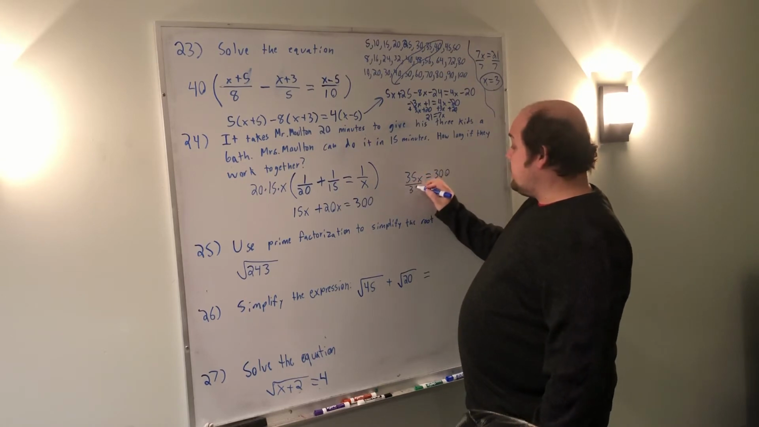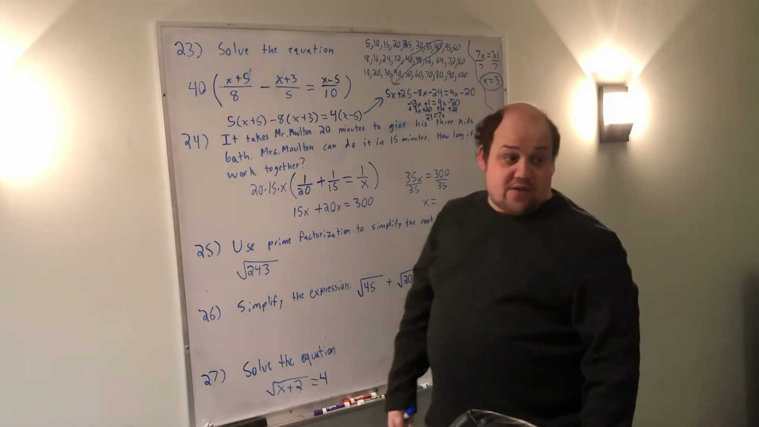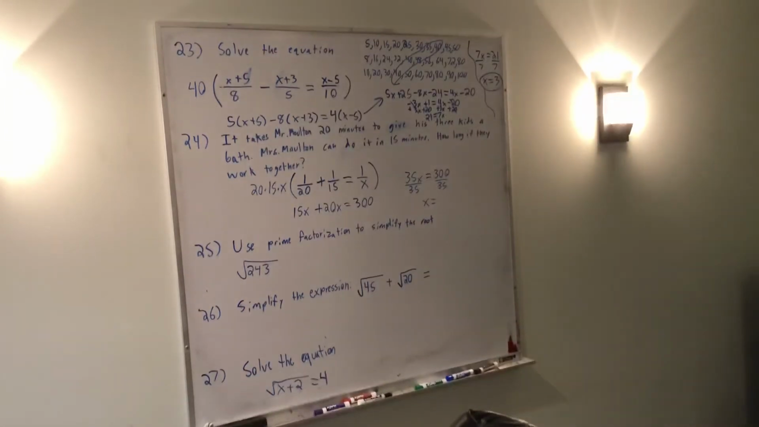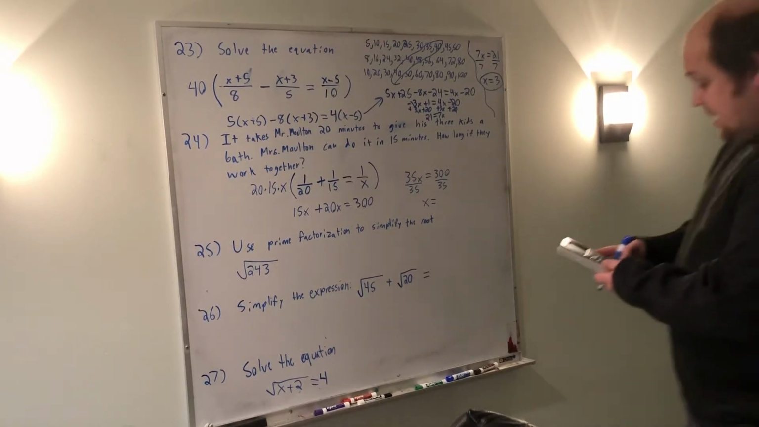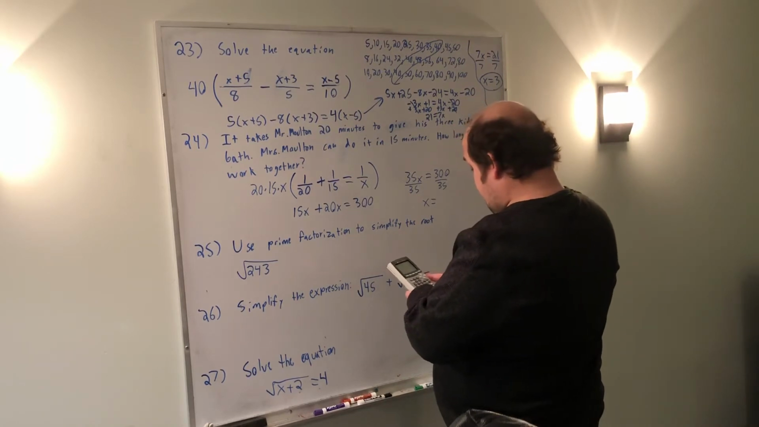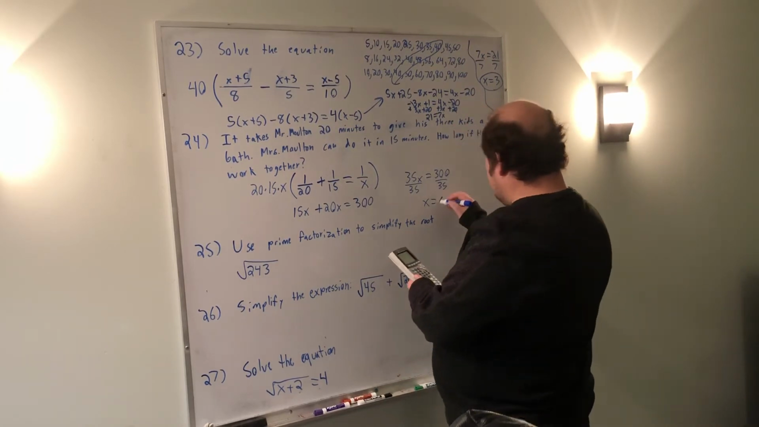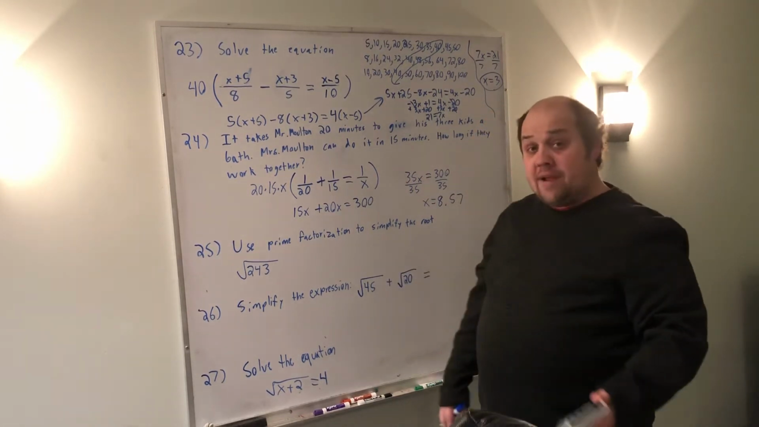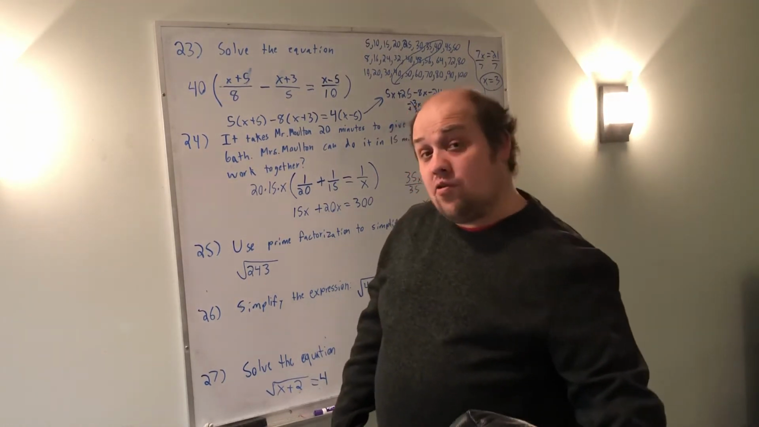The last step is just divide by 35. When I get x equals 300 over 35, that's definitely not something I can do in my head. So I'm over here trying to find my calculator. Once I get my calculator, I can put it in. Here I'm going to put in 300 divided by 35. It gives me 8.57. Be careful and make sure you're paying attention to how many decimals they tell you to round to.